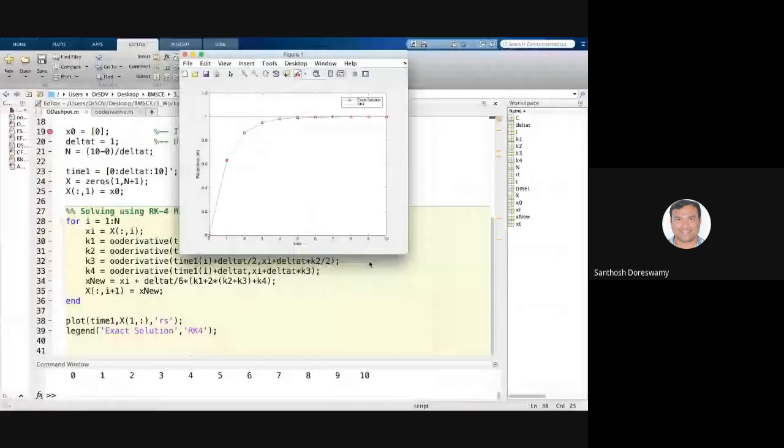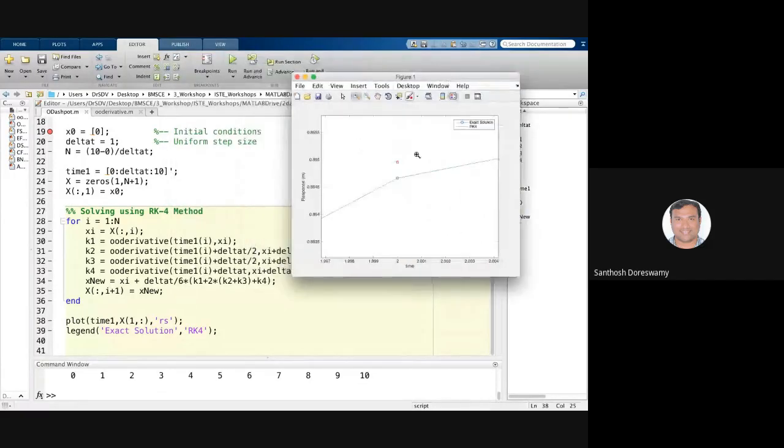So as you can see, when I did this plot command, I did a red square here. Red square refers to the data points that got computed using the RK4 method. What I will try to do now is zoom in a little bit and see where the red square is lying.